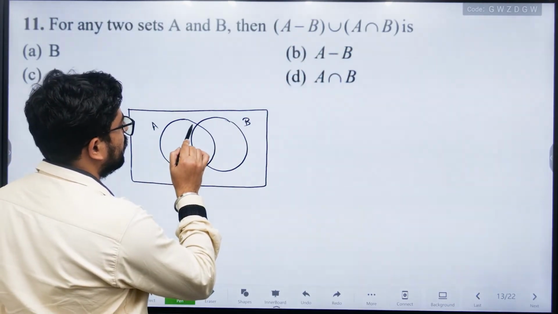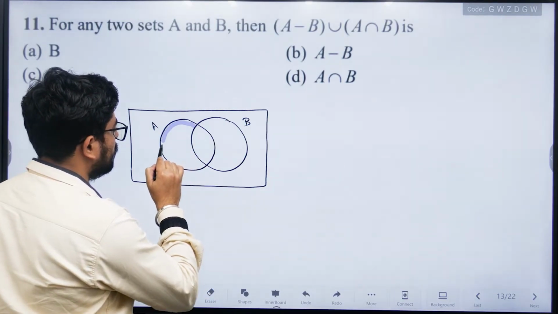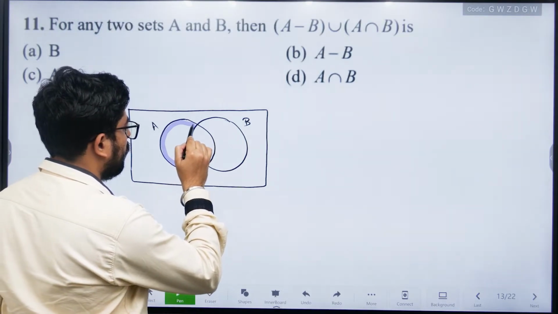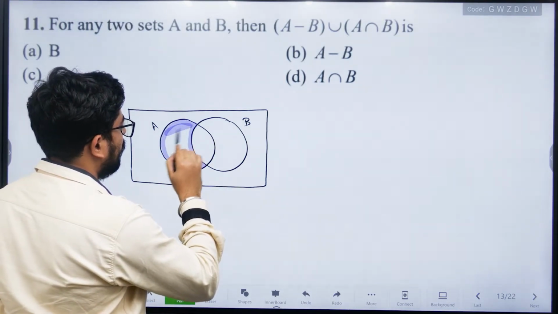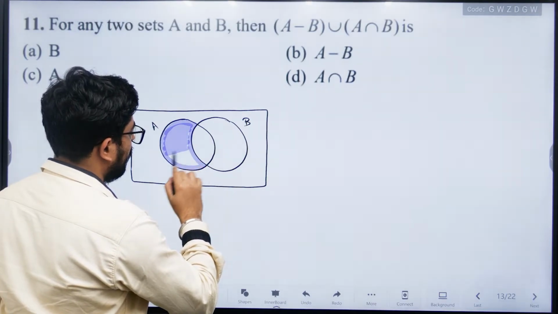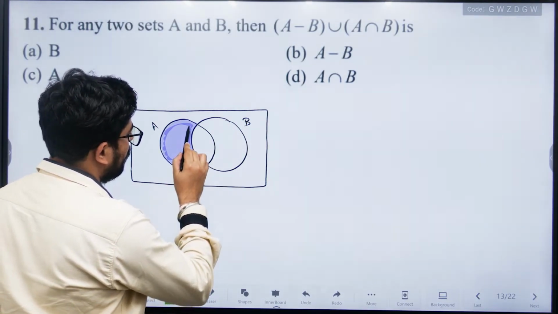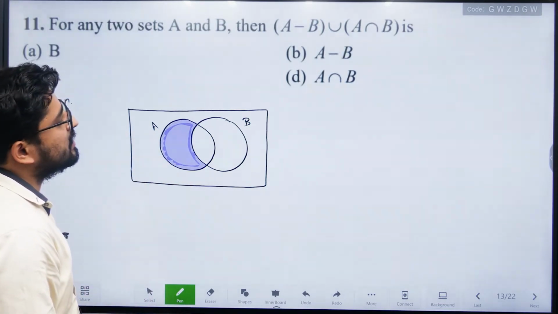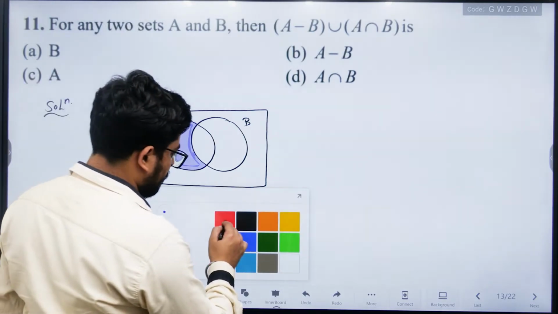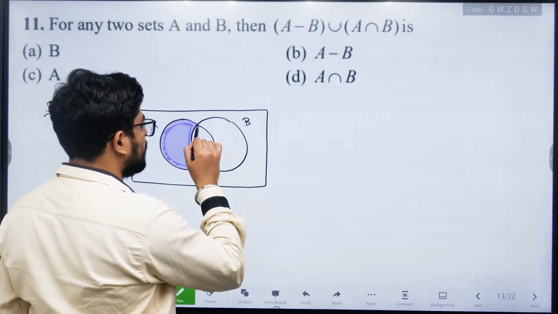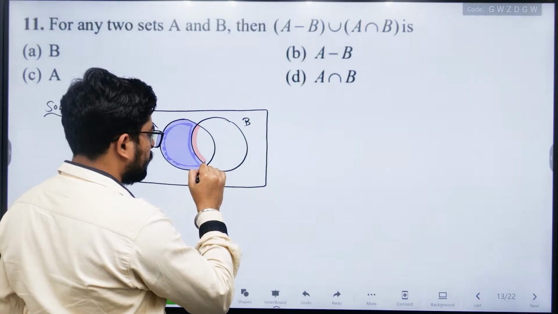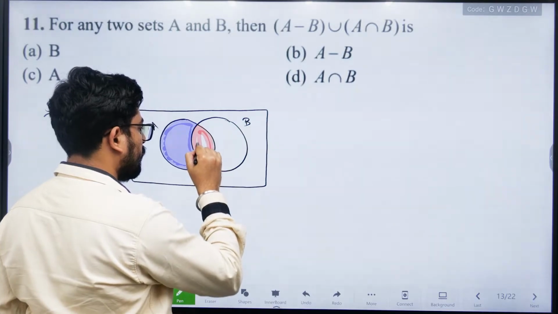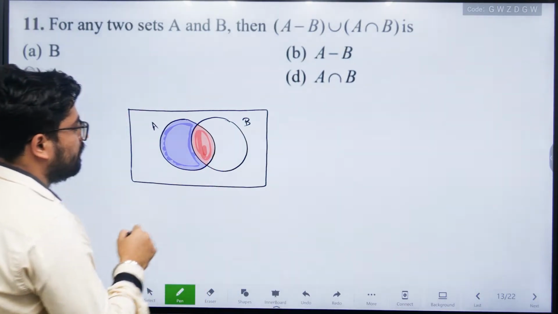A minus B is this portion, which is in A but not in B. That's A minus B. Next is A intersection B. A intersection B is this one. Yes, this is A intersection B.